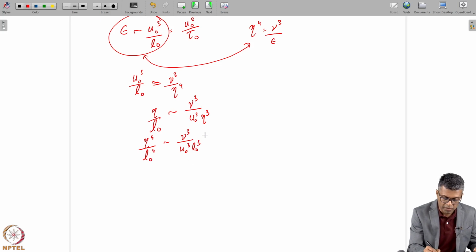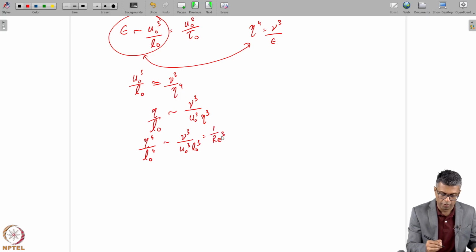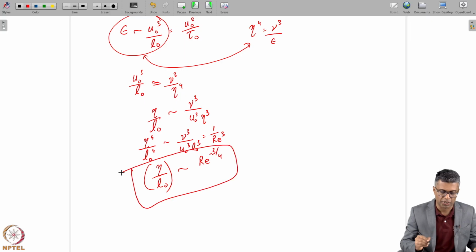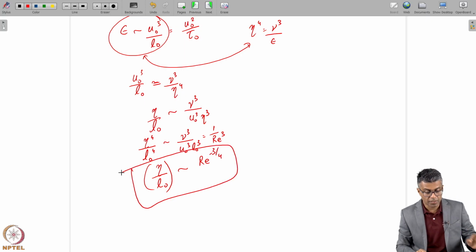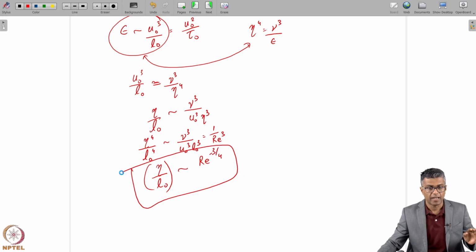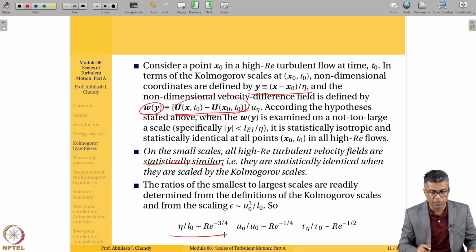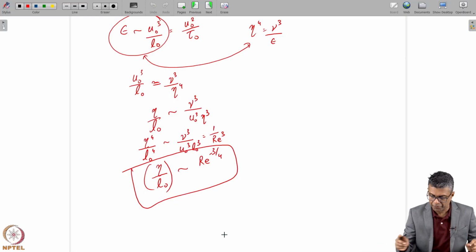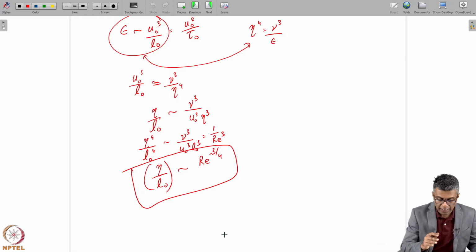Now, as you will notice, this is the same as 1 over Re cube, which means eta over L0 is of the order of Re to the negative 3/4. This is the equation I have in that slide. This is what we derived last time. This is where we ended last class. So this is what I just derived. Eta over L0 is Re to the negative 3/4. I'll show you what the implications are, but I'll derive the rest of the equations, which I did not do last time. So now I'll do the same thing.